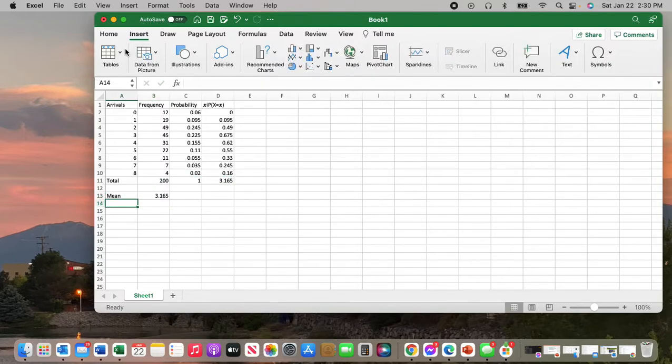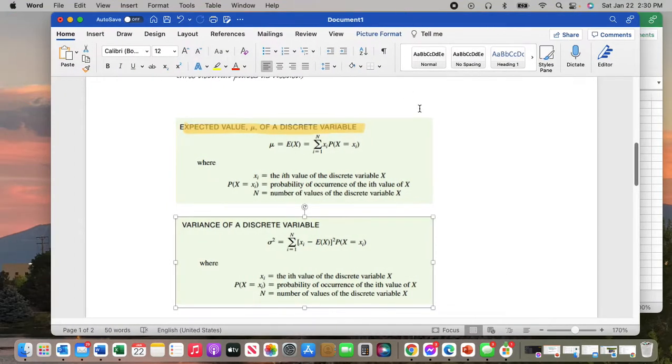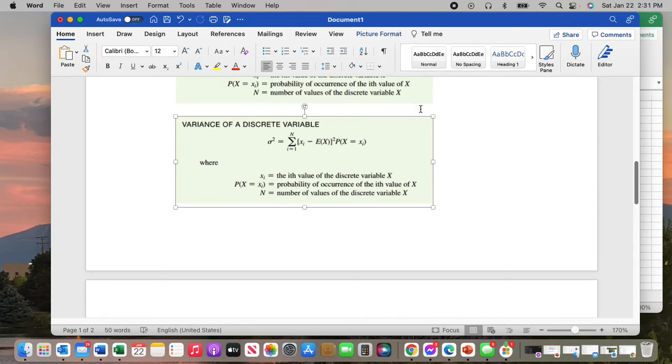All right. So again, to get your mean, all you do is multiply your numbers of variables by the probability of that happening, and then you add all of those values, and that will be your mean. Okay, so the next step is we need to find the variance. To find the variance, let me put the formula here. Here is the variance of a discrete variable.